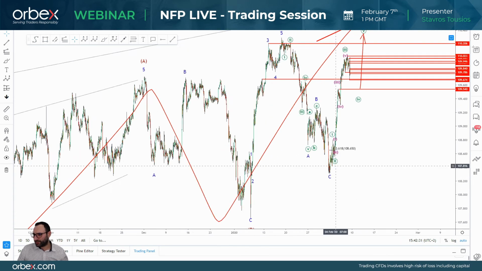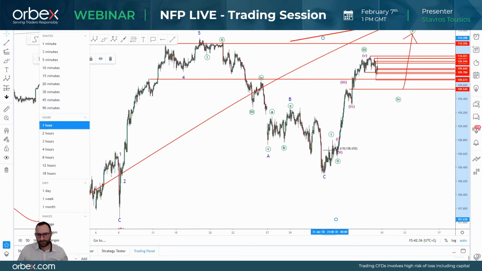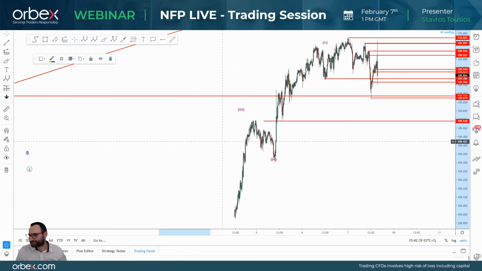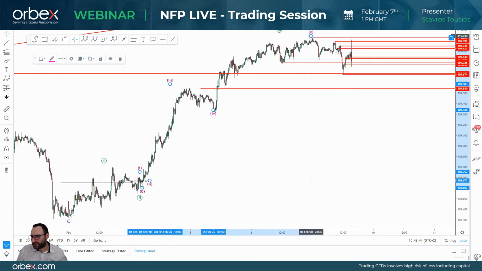Now, what does this mean for the short term? For the short term, we need to go down to the 15 minutes, right? And let's see what we have. Okay, so wave 5 ended up here, correct? Which is wave 3 in the minute degree, right?